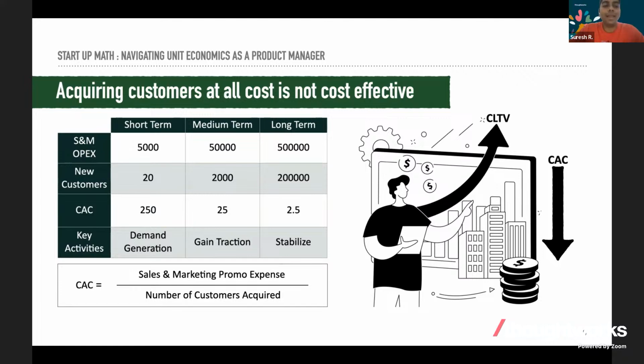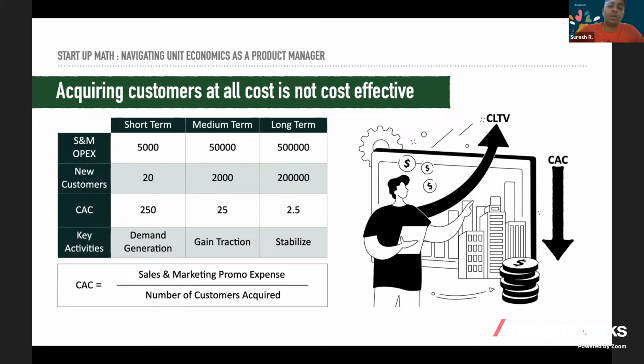So if you have a key takeaway from customer acquisition cost, it is that your cost of customer acquisition will go down, or we have to target getting it lower over the time horizon. No matter how much you increase your sales and marketing expense, your cost of customer acquisition should go down. That's the target we have to look for. A simple formula to calculate customer acquisition cost is the sales and marketing promotional expenses divided by the number of customers acquired for the time period.